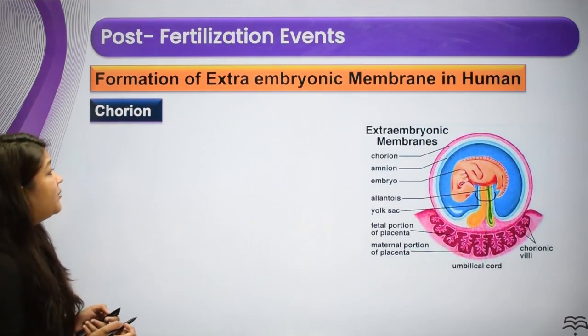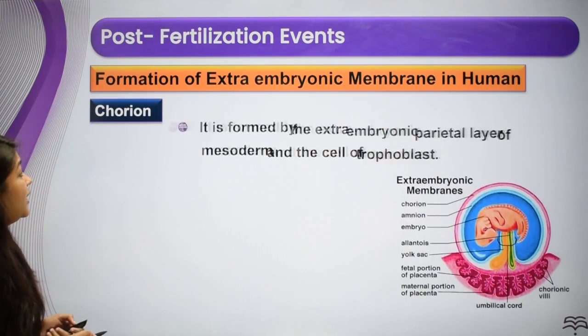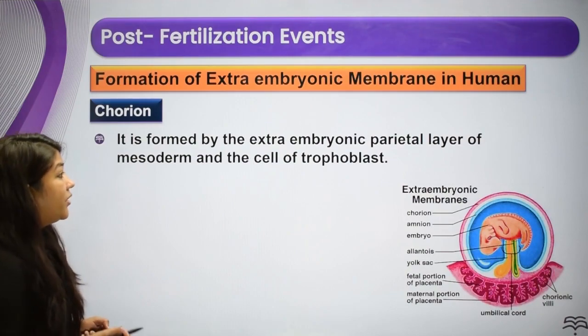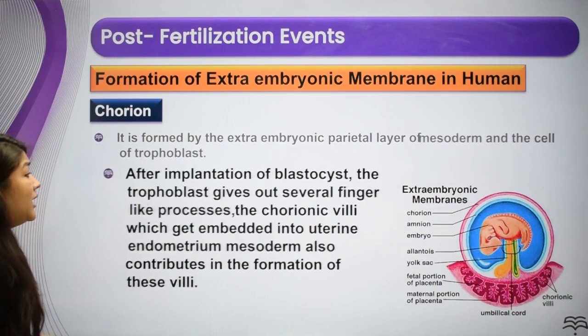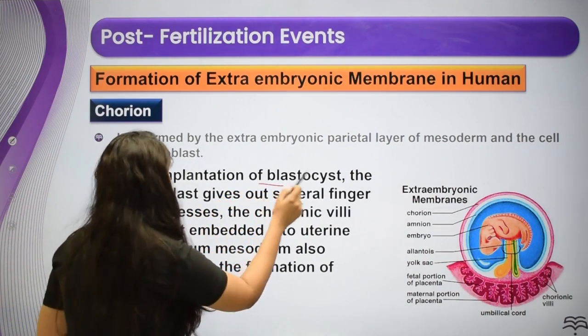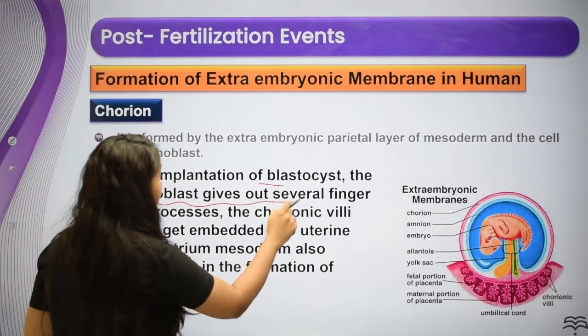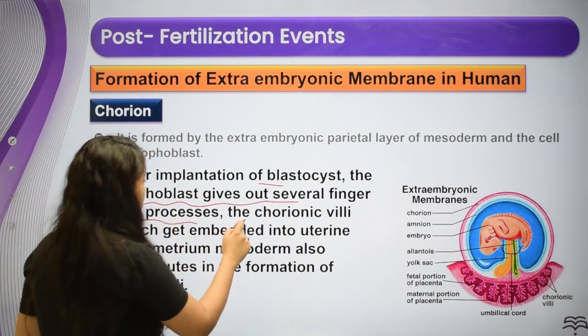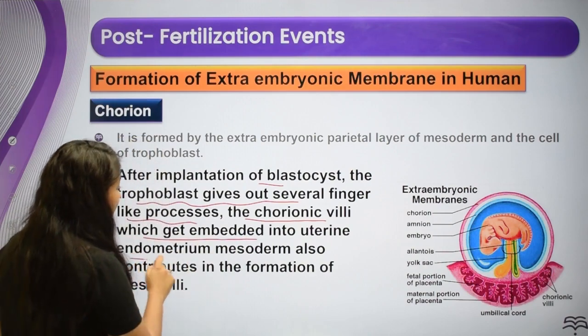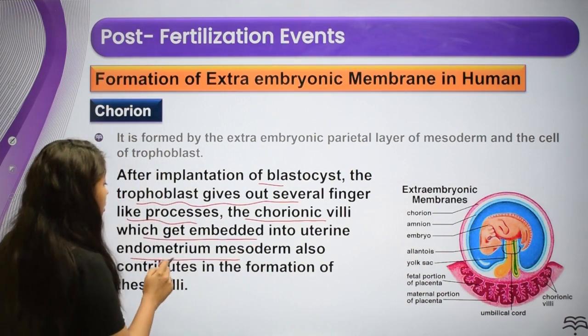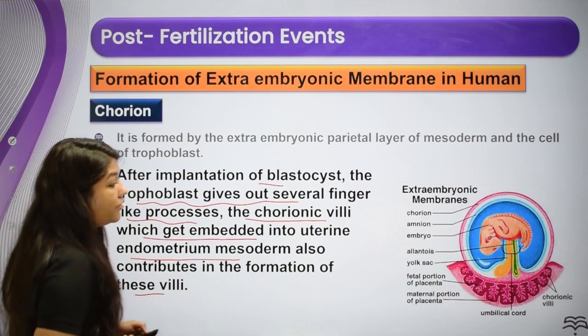The next extra embryonic membrane is chorion. It is formed by the extra embryonic parietal layer of mesoderm and the cells of the trophoblast. After implantation of the blastocyst, the trophoblast gives out several finger-like processes which are called the chorionic villi, which get embedded in the uterine endometrium. Mesoderm also contributes in the formation of these villi.